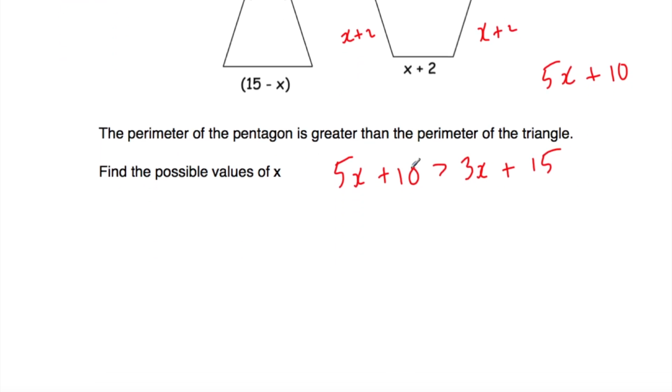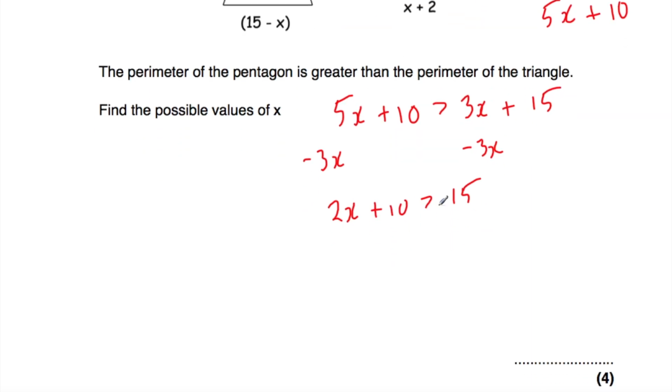So let's get rid of the lowest number of x's. So that's going to be 3x's. So let's take away 3x's and take away 3x's. On the left hand side, 5x's take away 3x's is 2x's, and then plus 10. And that's going to be greater than, and we're taking away 3x's to get rid of the 3x's, so we're going to be left with 15. So we've now got that 2x plus 10 is greater than 15.